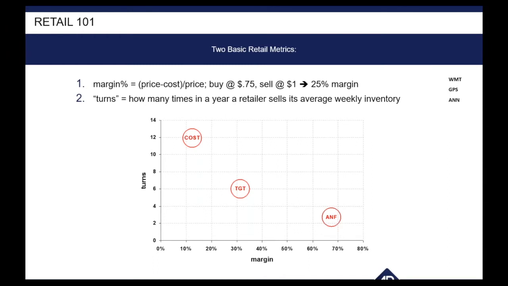And I have put initially 3 up here: Costco in the upper left, Target, and A&F, which is Abercrombie and Fitch. We have extracted from publicly available data the components that allow us to calculate both turns and margins. So a couple of comments here.